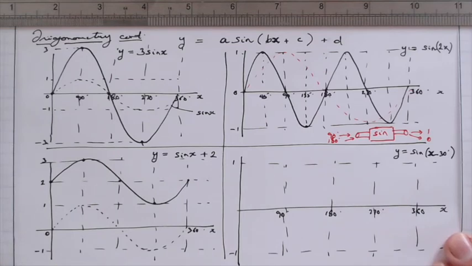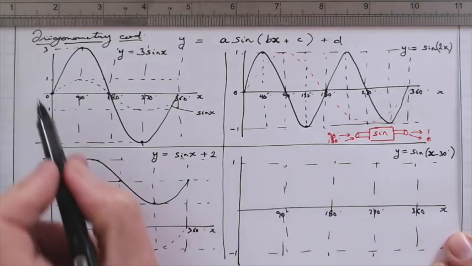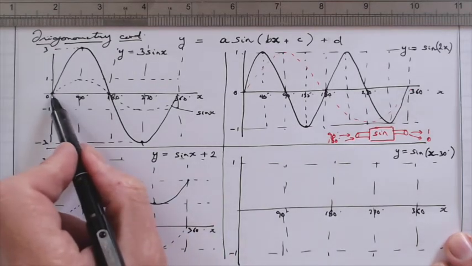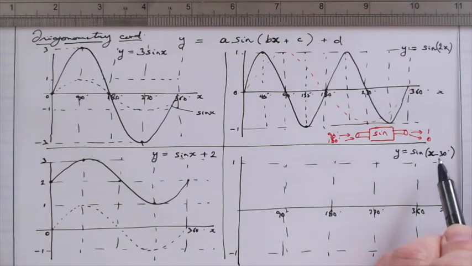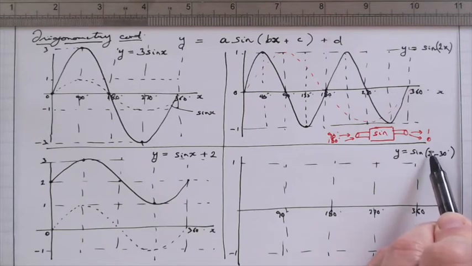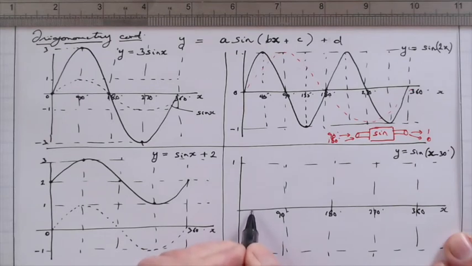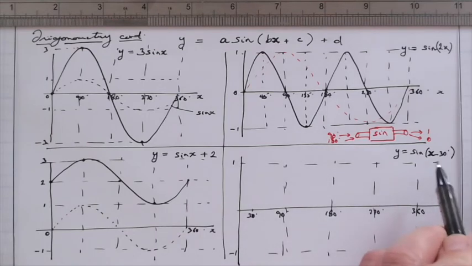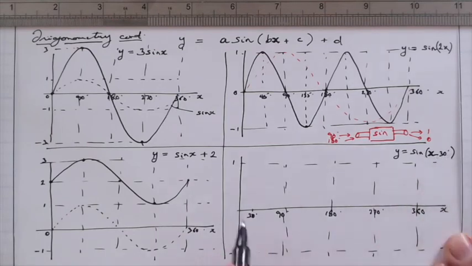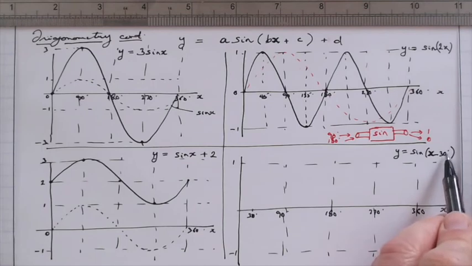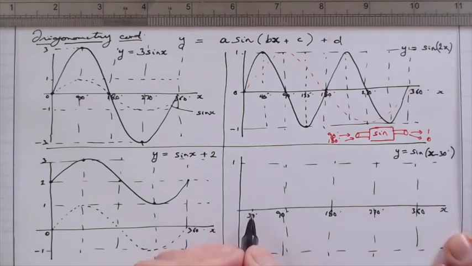Well, we know that if the function sees 0, then it gives you back 0. If you give 0 to the sine function, it's going to spit out 0. But do you see here that if I set x to 30 degrees, because I'm subtracting 30, then the function is going to see 0. So at 30 degrees here, the function is going to see 0, because x is 30 degrees, we subtract 30, and we give 0 degrees to the function, it's going to spit out 0.